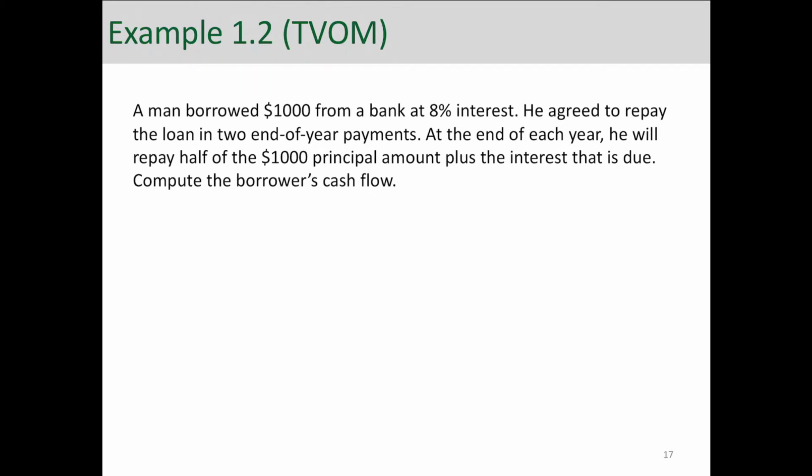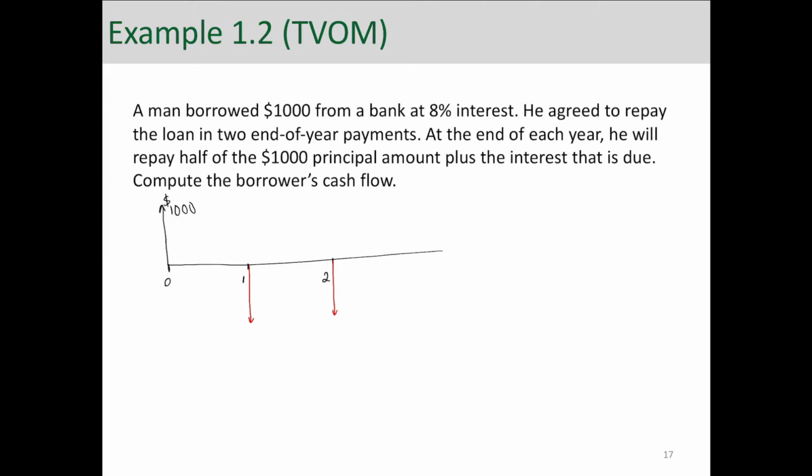Let's look at this example here and put everything in perspective. A man borrowed $1,000 from a bank at 8%. He agreed to repay the loan in 2 end-of-year payments. At the end of each year, he will repay half of the $1,000 principal amount plus the interest that is due. Compute the borrower's cash flow. So let's start by drawing the cash flow diagram. At time 0, from the perspective of this man, he is receiving $1,000. And we have year 1 and we have year 2. And what we want to compute here is how much he needs to repay at the end of each year.